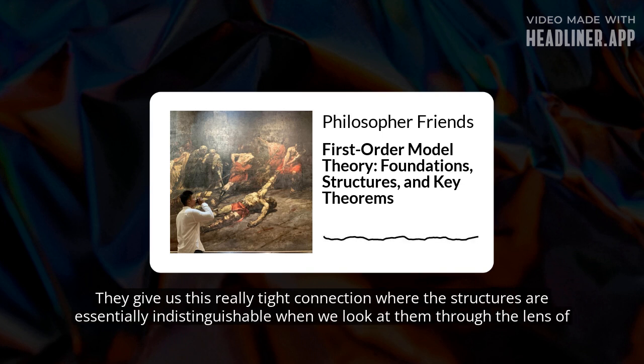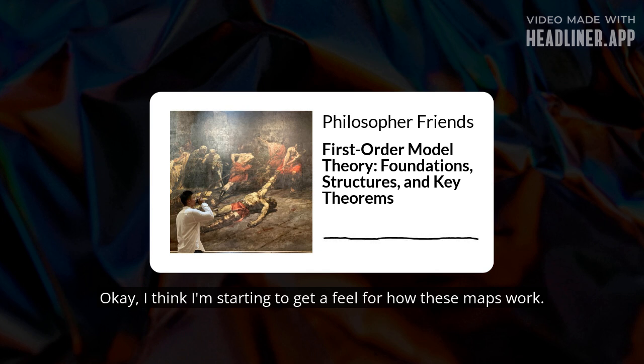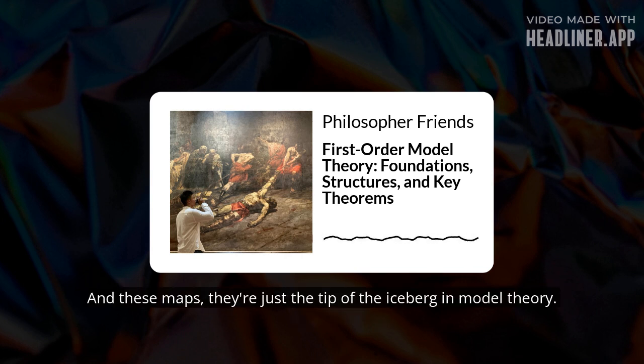They give us this really tight connection where the structures are essentially indistinguishable when we look at them through the lens of first-order sentences. Okay, I think I'm starting to get a feel for how these maps work. It's like we're comparing the inner workings of different mathematical worlds. Yeah, that's a good way to put it. And these maps are just the tip of the iceberg in model theory.